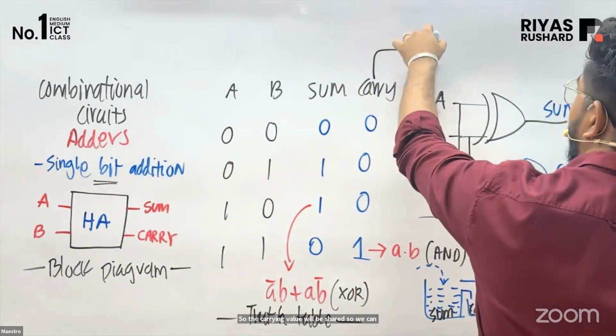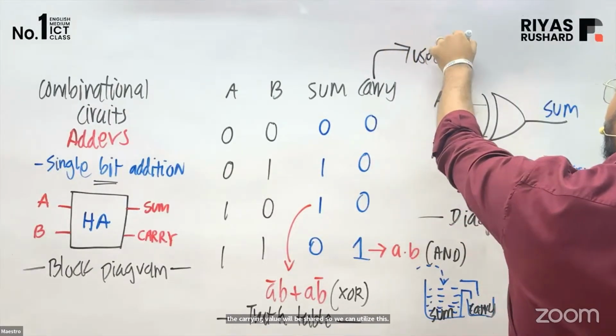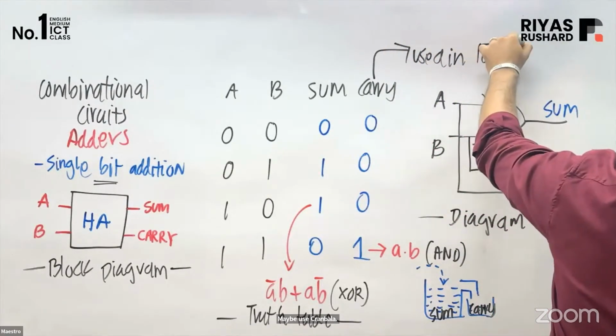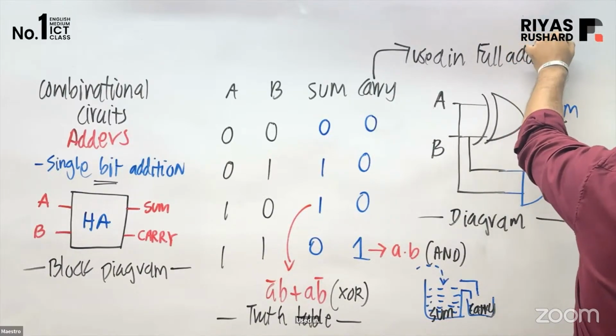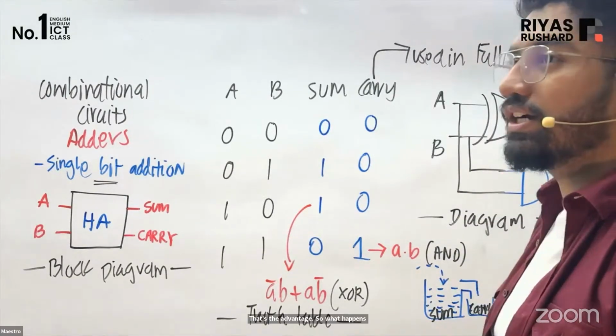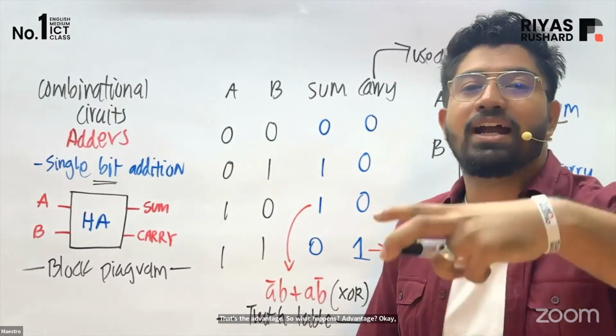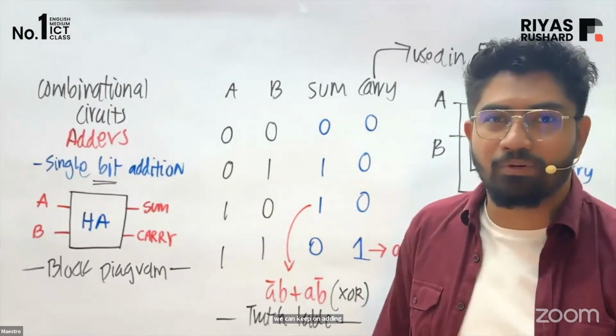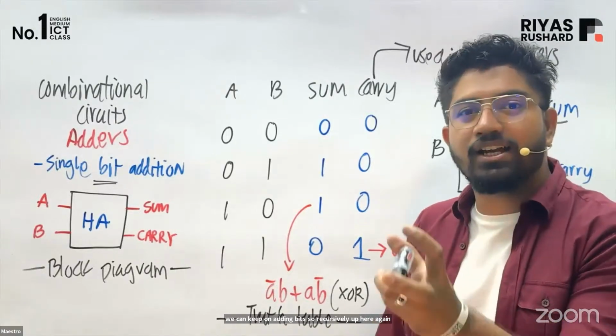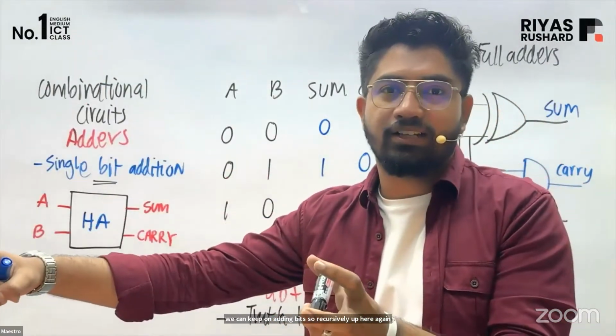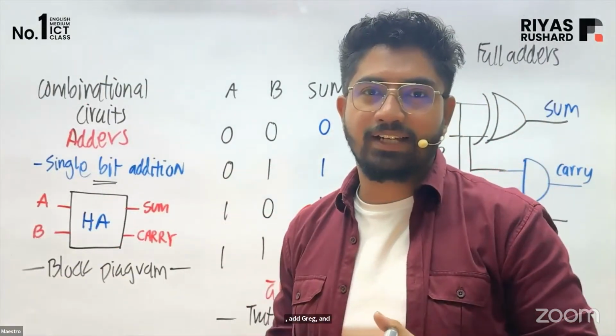Use it in the full adder. That's the advantage. We can keep on adding bits recursively. The excess value can be added in the next circuit. That's the basic idea in there.